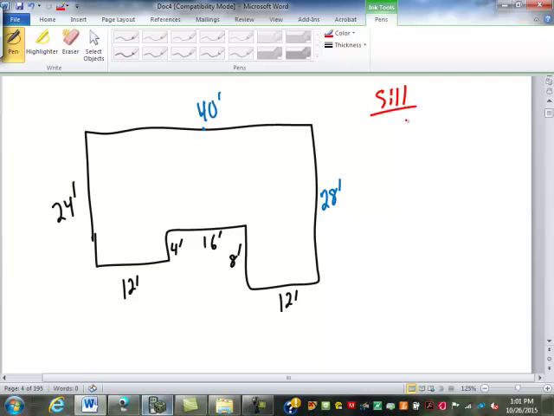So, how many feet is sills? Here we can't use the perimeter formula. We just got to add the sides up, and what are we going to get? I'm getting 144. Is that what you guys get? Somebody double check me.